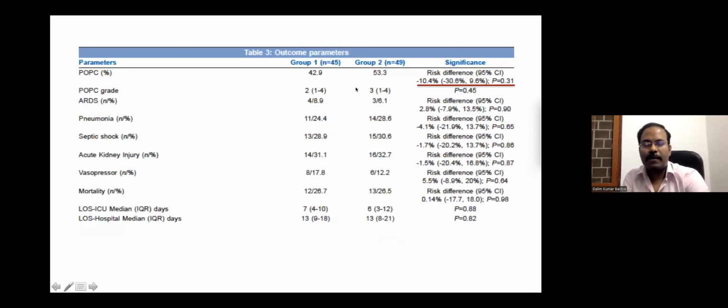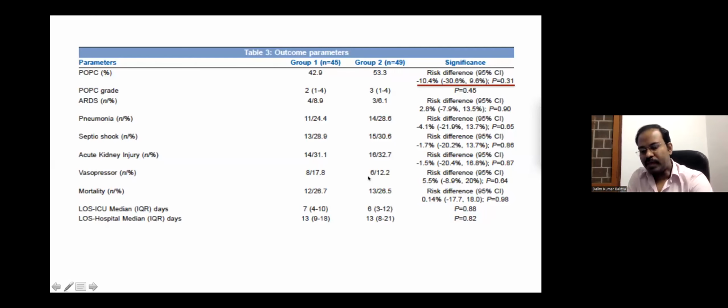However, the results were not very encouraging, but I can say a little bit encouraging. So you can see the incidence of POPC was reduced to around 42% in group 1, the lung protective group, versus the conventional group. It was 53%. So there was around 10% reduction in the incidence. However, this did not attain statistical significance. The other individual complication rate or the ICU length of stay did not differ significantly.